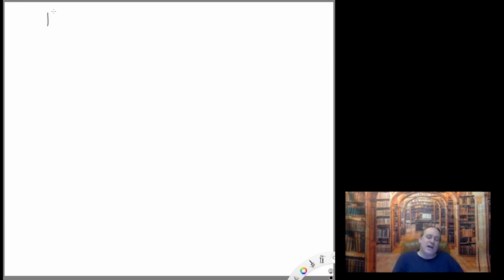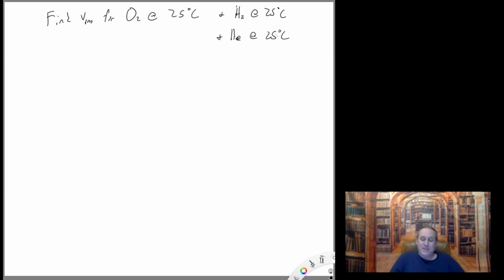So let's find the RMS for O2 at 25 degrees C and for H2 at 25 degrees C. So we have to know that these are diatomic. That should be stated in the problem. If you see an O with a little 2, that tells you it's diatomic. If you see the H with a little 2, it's diatomic. On the other hand, let's do helium also at 25 degrees C. Helium is not diatomic. It does not have that little 2.